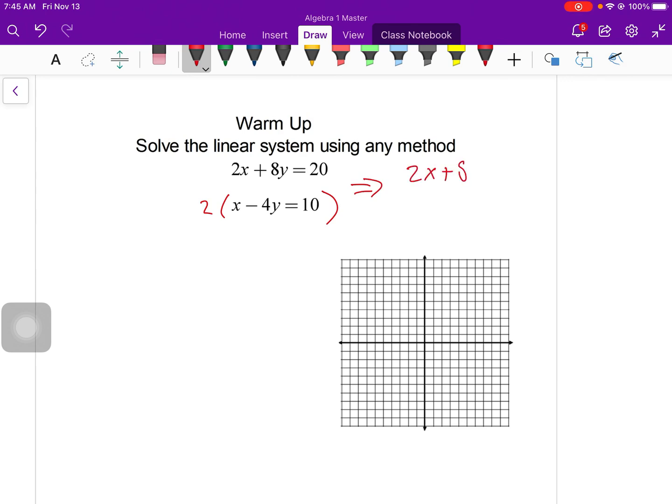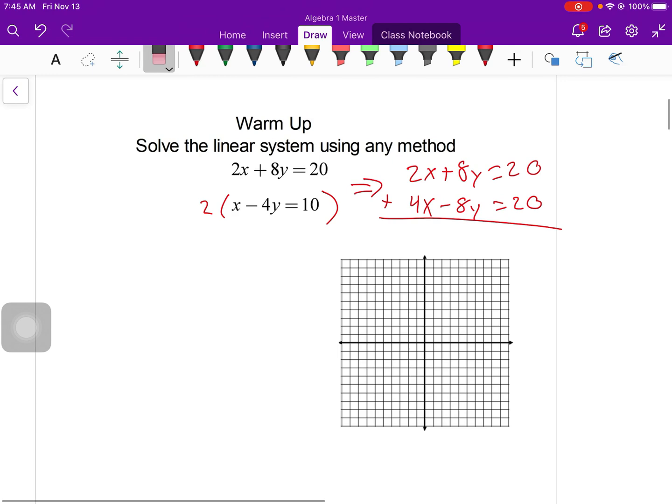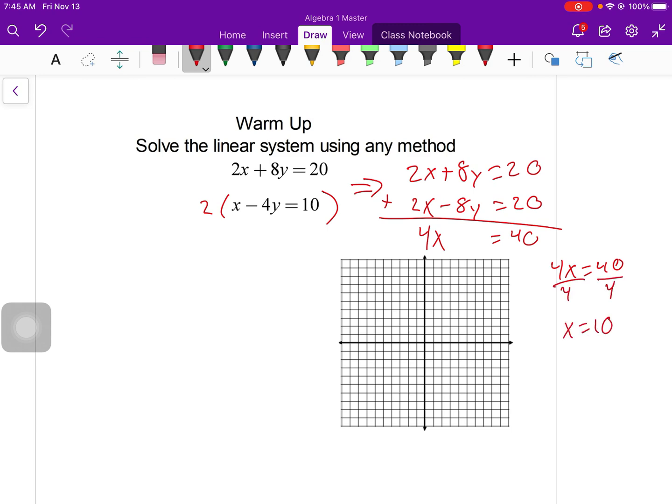That gives me 2x plus 8y equals 20 on top. That didn't change, but the bottom is now 4x minus 8y equals 20. So I can add these things up. I wrote 4x. I was getting way ahead of myself. That should be a 2x right there. And a 4x comes down here. Plus 0y equals 40. So 4x equals 40. That means that x equals 10.